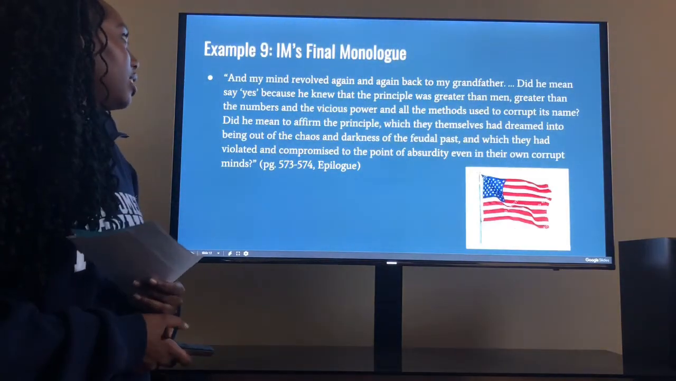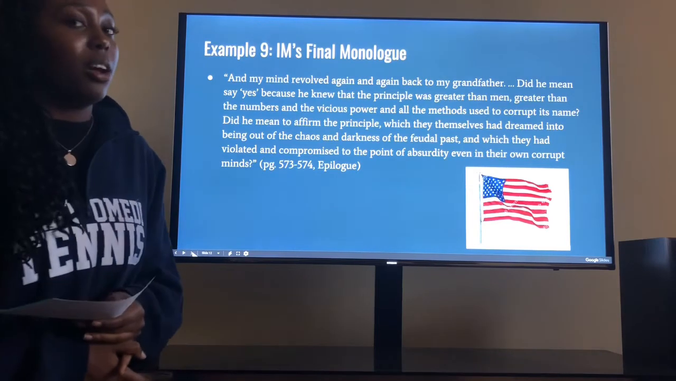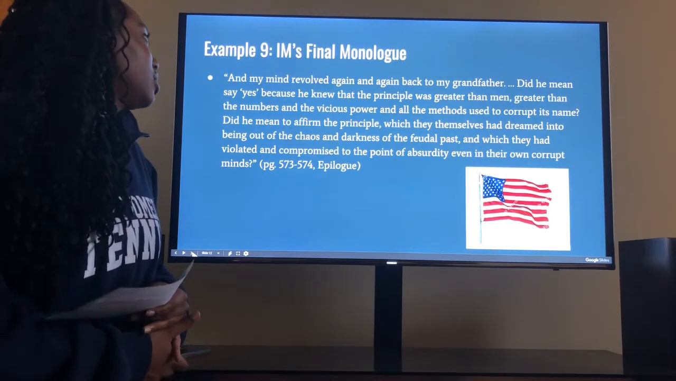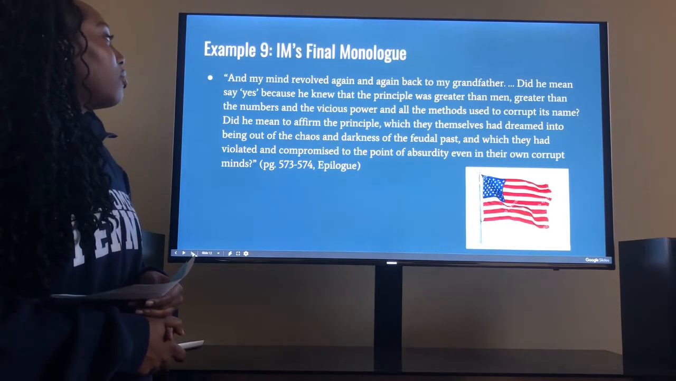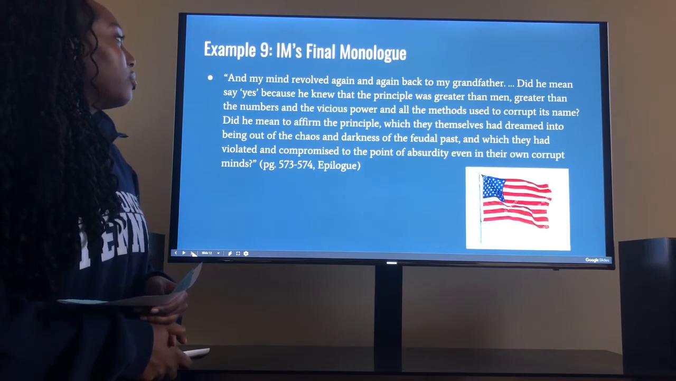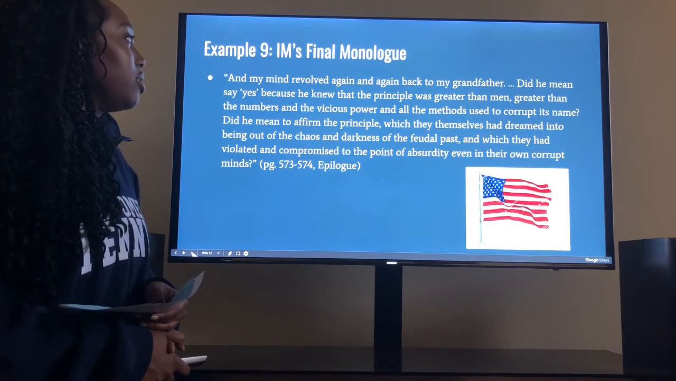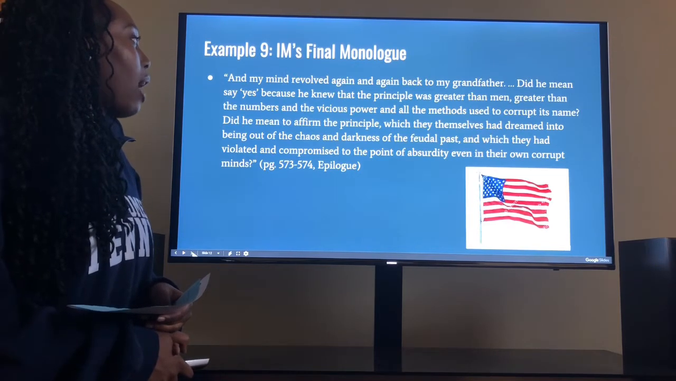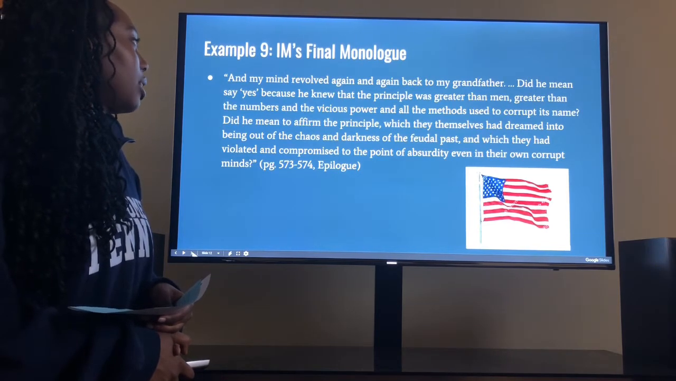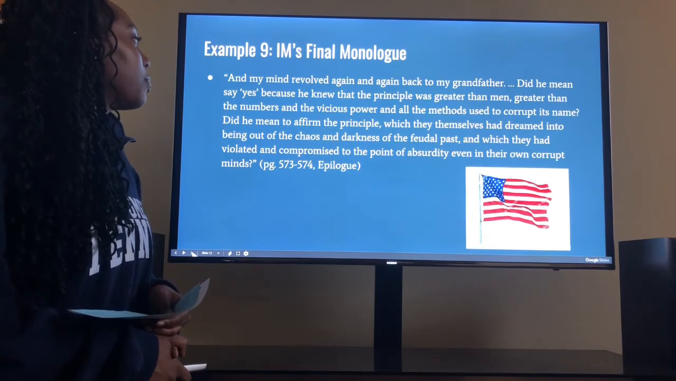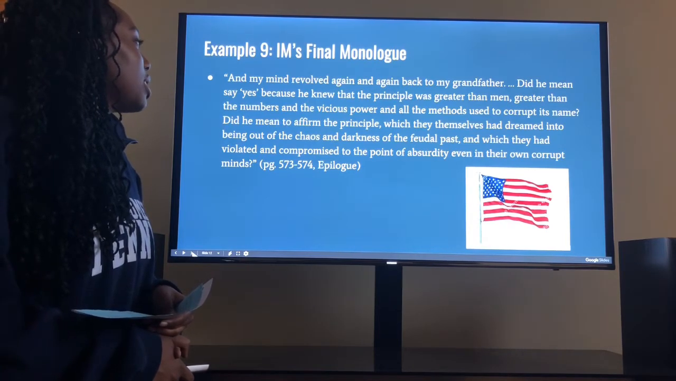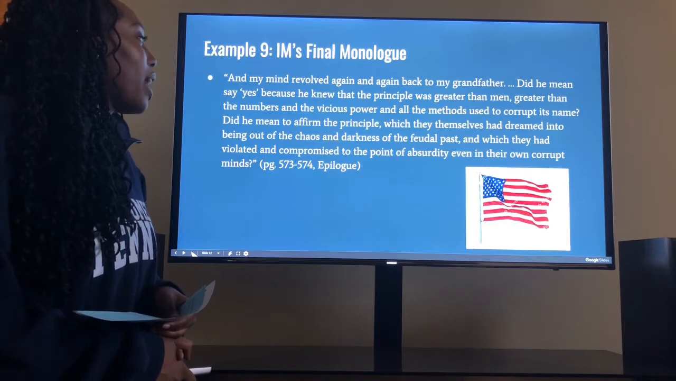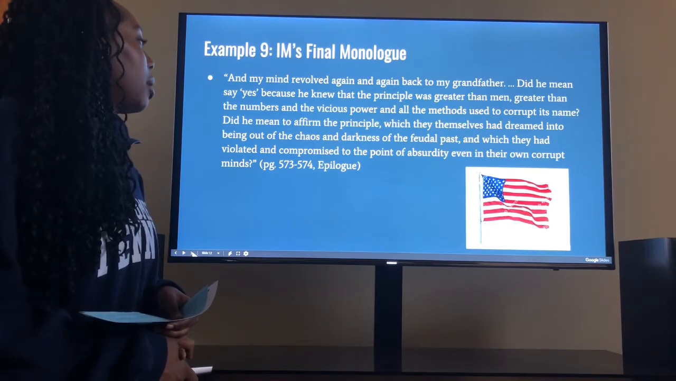And the ninth and final example is I Am's final monologue in the epilogue, which states, "And my mind revolved again and again back to my grandfather. Did he mean say yes because he knew that the principle was greater than men, greater than the numbers and the vicious power and all the methods used to corrupt its name? Did he mean to affirm the principle which they themselves had dreamed into being out of the chaos and darkness of the feudal past, in which they had violated and compromised to the point of absurdity, even in their own corrupt minds?"